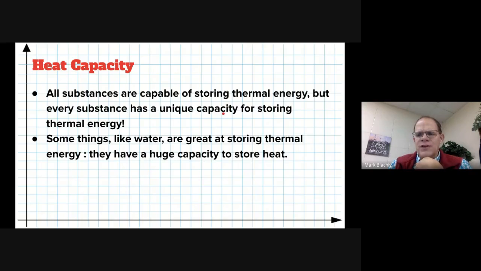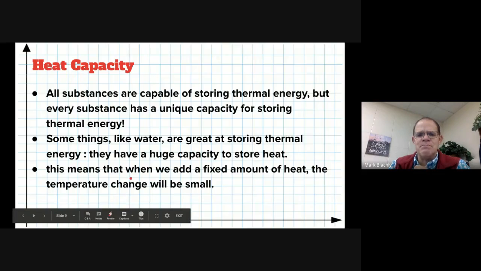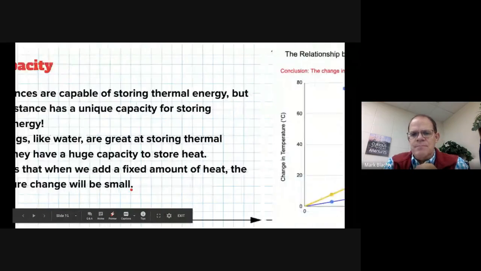Something like oil doesn't hold as much energy. It has a smaller capacity. So if we're going to add a fixed amount of heat, how much the temperature changes will depend on the capacity. If the capacity is big, we'll have a small change in temperature. And if the capacity is small, we'll have a big change in temperature.